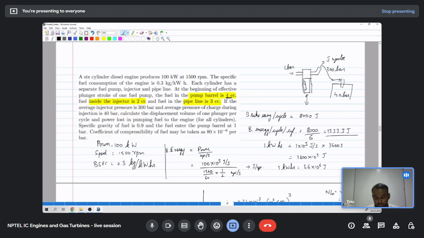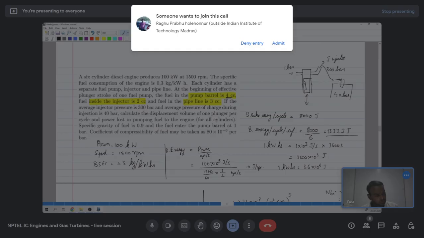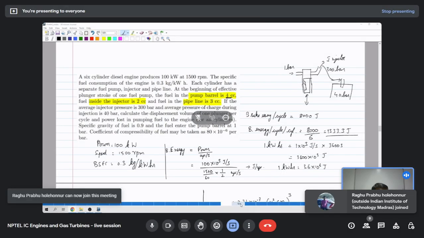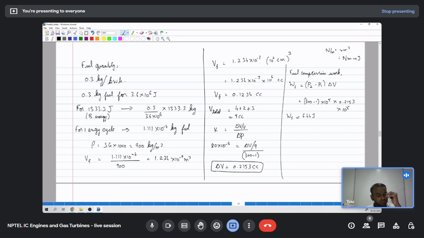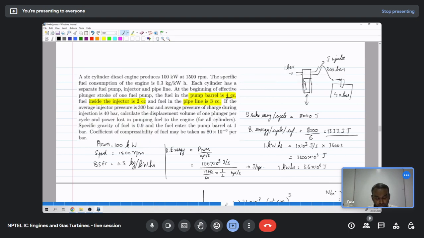Now we were asked to find the displacement volume. So displacement volume is the one we have calculated here, delta V. So the pump plunger has to move by only 0.215 mm for compressing the fuel and delivering the fuel.